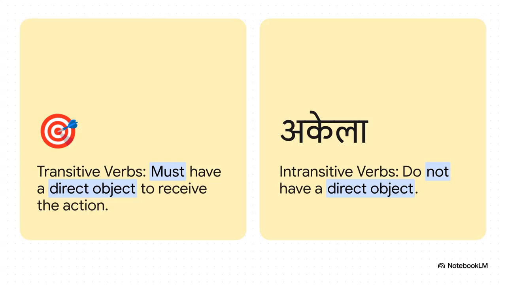Okay, so here's the big picture. Transitive verbs, they have to pass their action along to something or someone else. Think of it like a relay race. They need to hand off the baton. That something is the direct object. But intransitive verbs, nope. They're totally self-contained. The action starts and ends with the subject. They're perfectly happy all on their own.